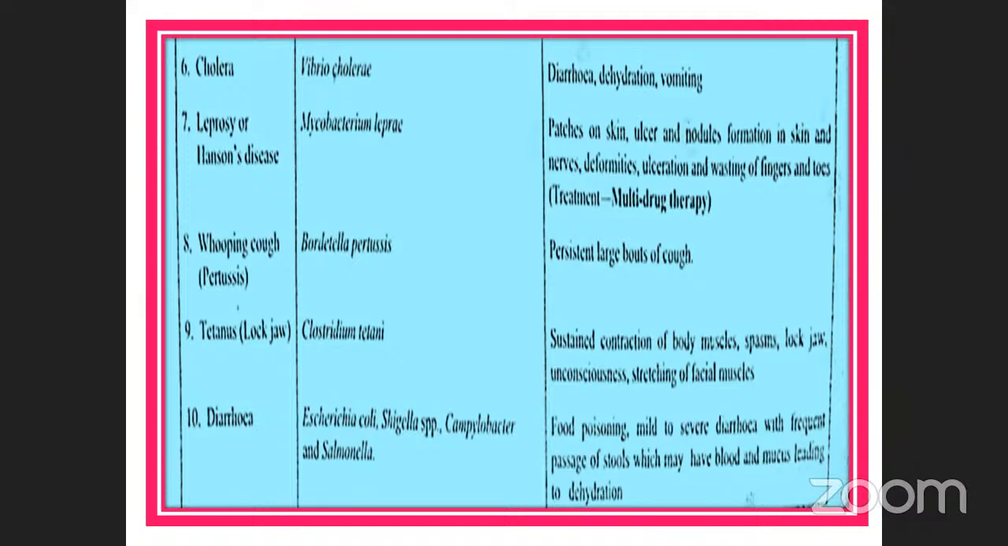Leprosy, or Hansen disease. Note it down, this is very, very important. Leprosy is otherwise called Hansen disease, caused by Mycobacterium leprae. Symptoms are patches on the skin, ulcers, nodule formation in the skin, and also hypopigmentation. This is also very important. The melanin pigment is completely degenerated, and as a result your skin looks white in color, with white patches here and there.